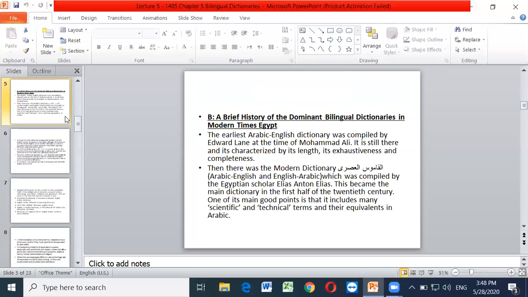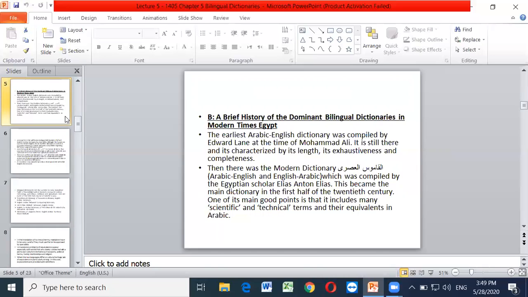and it gives us the idea that Edward Lane compiled an Arabic English dictionary, and that this dictionary is characterized by its being huge and thorough and exhaustive and complete. The earliest Arabic English dictionary was compiled by Edward Lane at the time of Muhammad Ali. It is still there, and it is characterized by its length and its exhaustiveness. Exhaustiveness means completeness, means thoroughness.